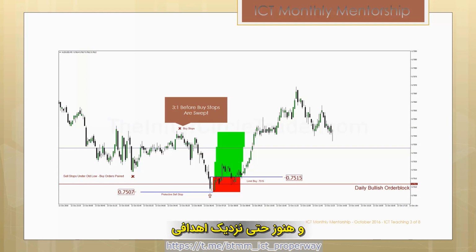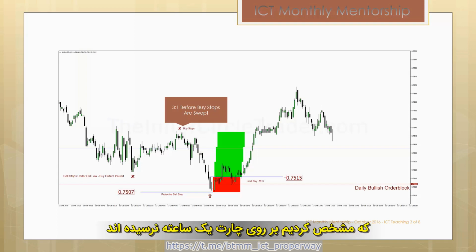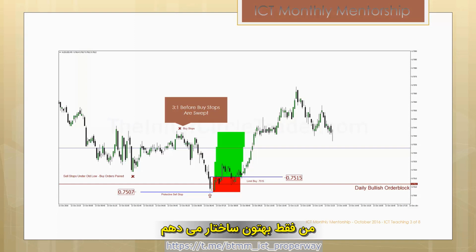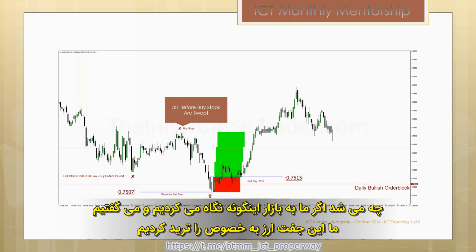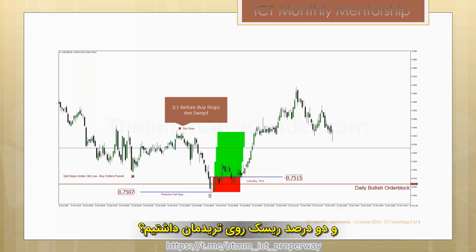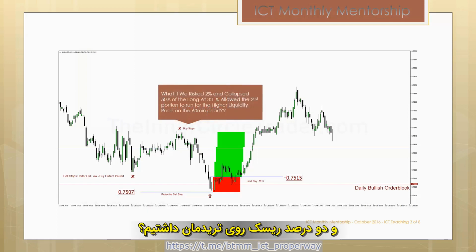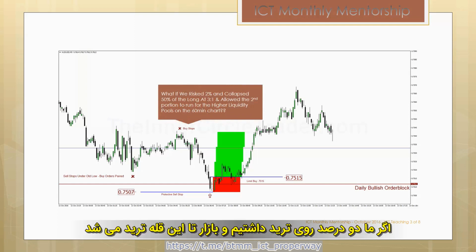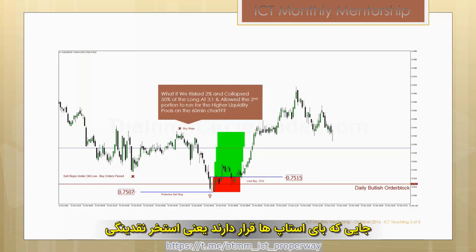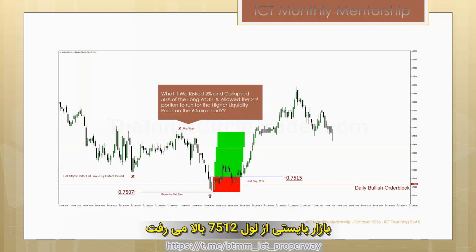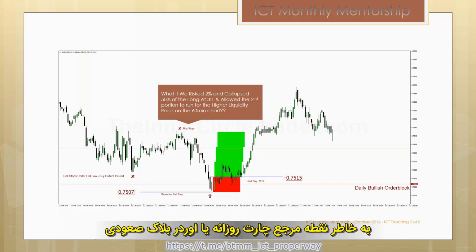Now, this is nowhere near the level of the objectives we identified, just framing the trade on an hourly chart. I'm just giving you the context. What if we were to look at the market like this and say we traded this particular pair and we had a 2% risk on the trade? If we had 2% on the trade and the market trades up to this high where the buy stops are, that's a liquidity pool, the market should respond off of that 75.12 level because it's a daily chart reference point.